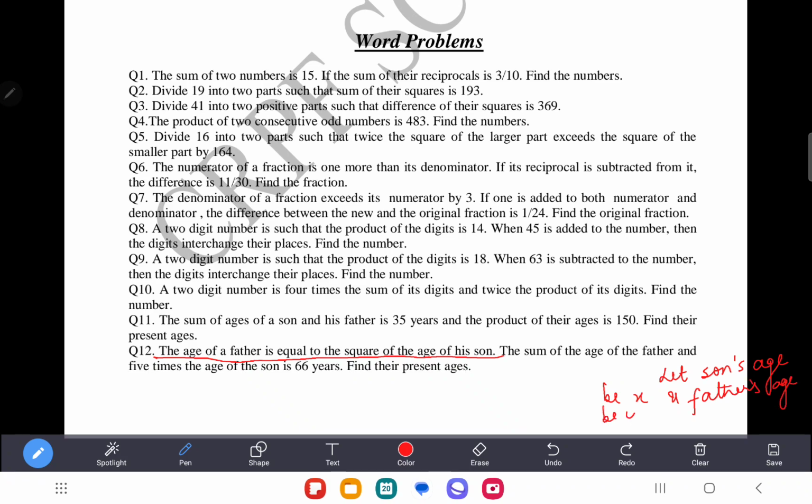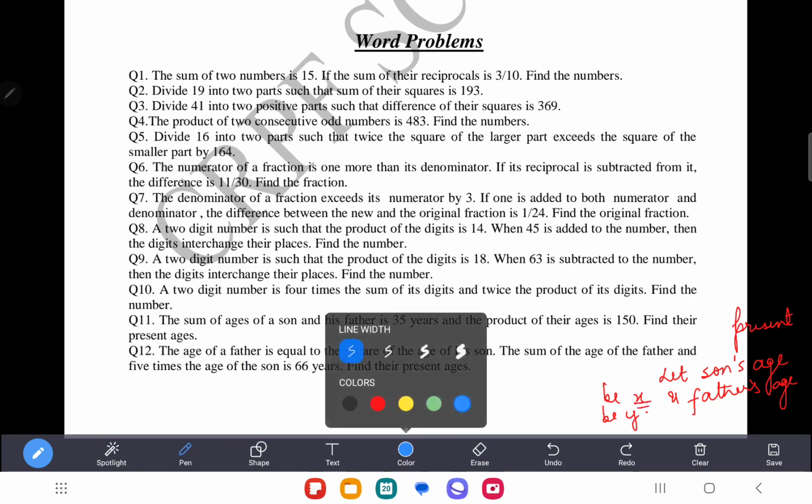Let the son's age be x and the father's age be y. It says the age of the father is equal to the square of the age of his son. So presently, today, the father is y years old and the son is x years old. Are you understanding?